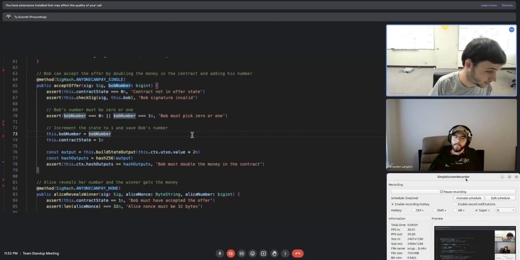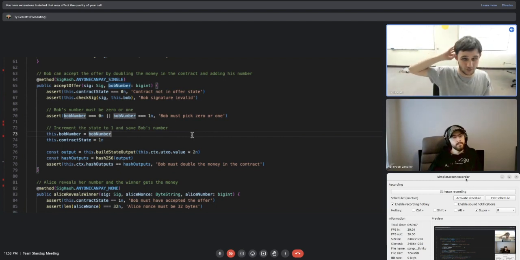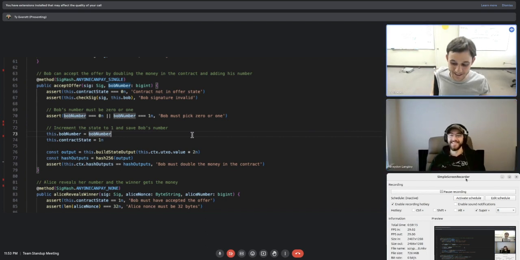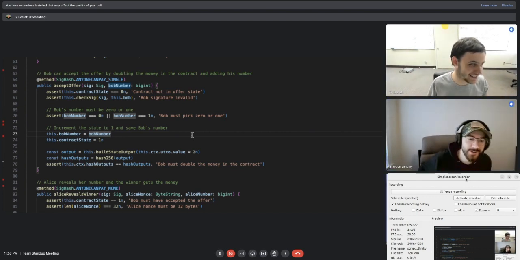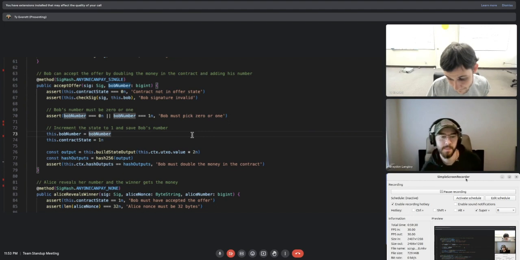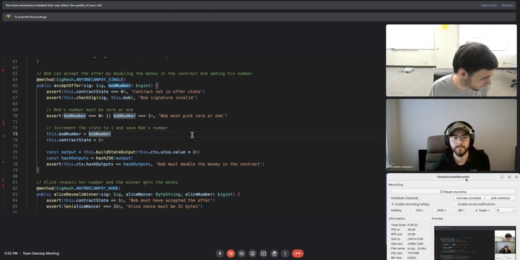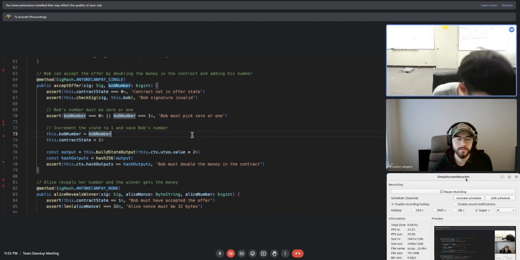But to unlock, what must be true? There's quite a few things. One of the things that must be true is that he has put in the same as Alice has. So he has to have given a number, the same amount as Alice has given. The contract state must say that he's in the acceptance state. And the resulting UTXO must look like that created by line 76.